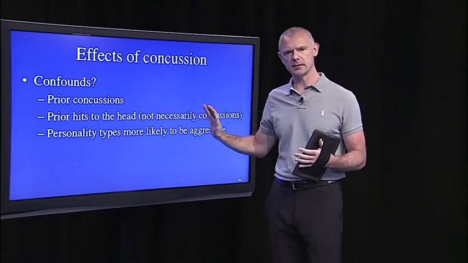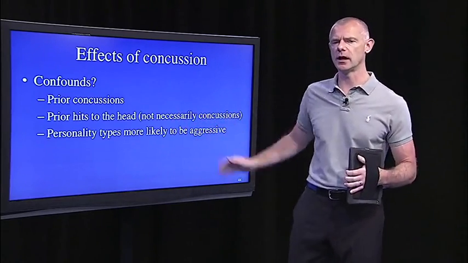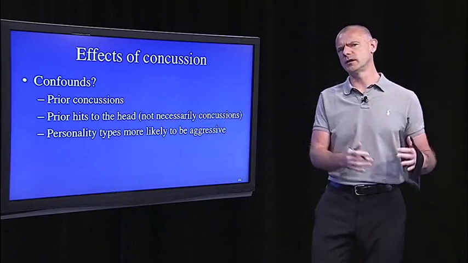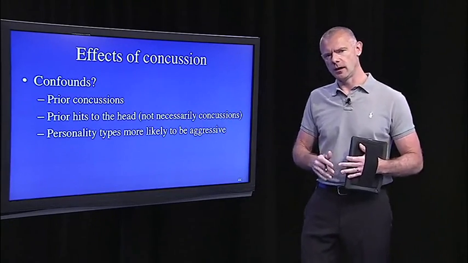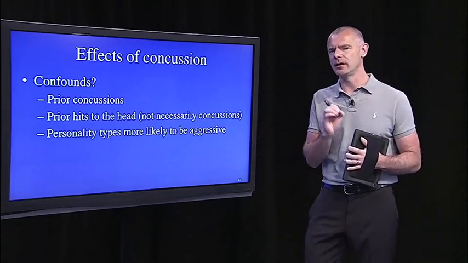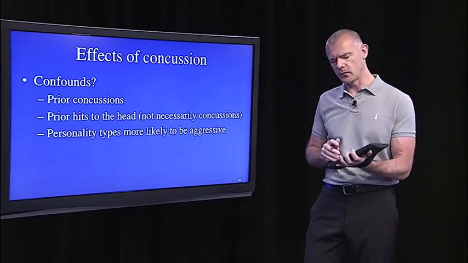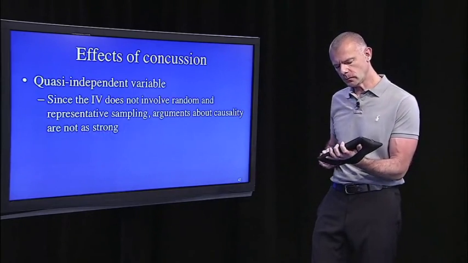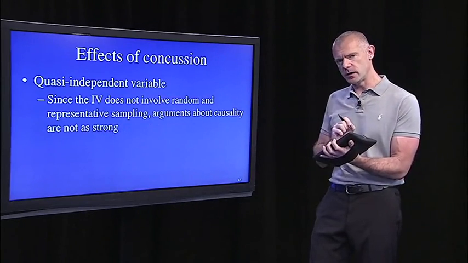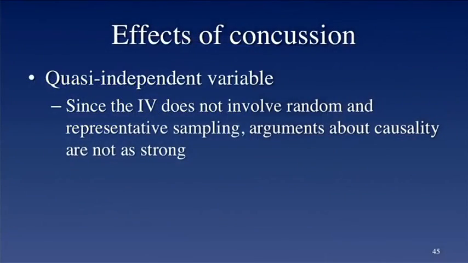It's not to say that these types of studies aren't worth doing. Obviously, we want to look at the effects of concussion. Obviously, we want to understand the structure of intelligence. All I'm saying is the arguments that we can make about causality are weaker in these latter types of studies than they are in the former. So again, just remember the difference between a true independent variable and a quasi-independent variable.